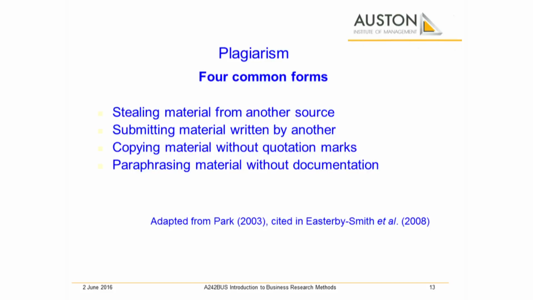Very important point that every student have to remember is we have to avoid plagiarism when you're working on literature review. It's very very common for students to plagiarize when you're working on literature review. You need to take extra carefulness, you need to be very cautious when you work on literature review to avoid plagiarism. What is plagiarism? Plagiarism means stealing materials from another sources, submitting materials written by another person, copying materials without quotation marks, and paraphrasing materials without documentation.